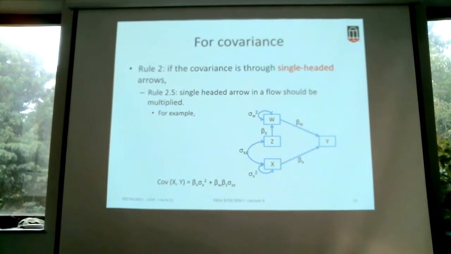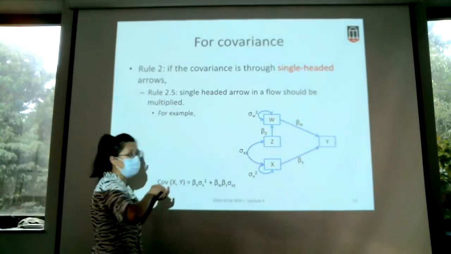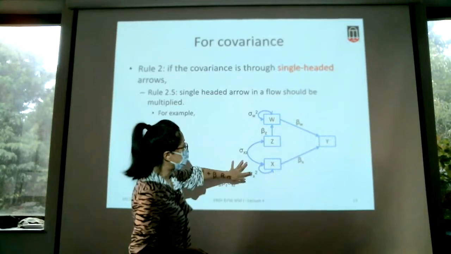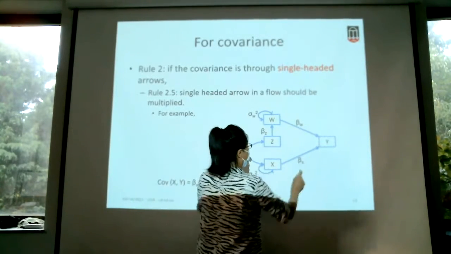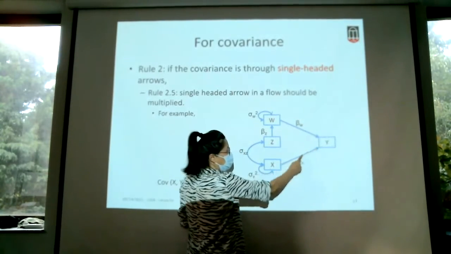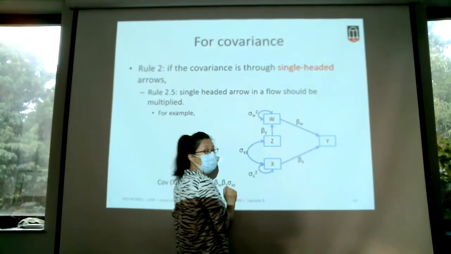And rule 2.5: a single-headed arrow in a flow should be multiplied. We applied this rule in the previous cases. If you have a single-headed arrow, then you should multiply by the covariance between them. Look at another example, the covariance between x and y. This is one component, a really easy one: starting from y, go back to x, variance of x, stop here.